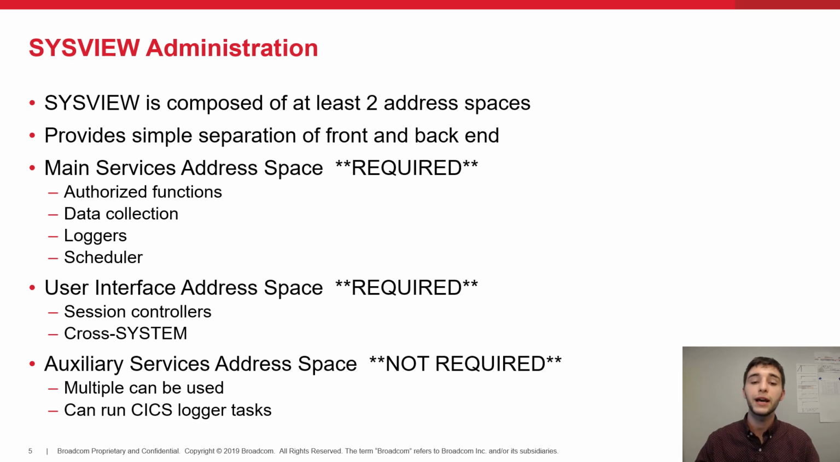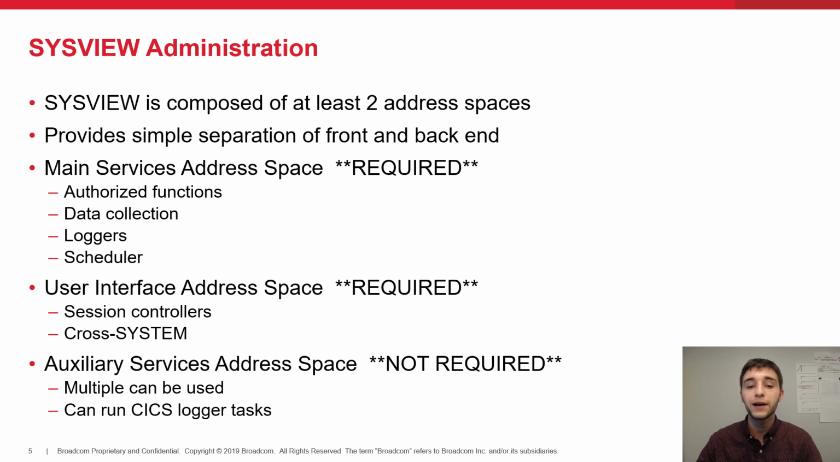The second required address space is the user interface address space, which, as the name suggests, is responsible for handling user sessions and makes up the front end. This address space also handles cross-system communication, which allows SYSVIEW to communicate with instances on other LPARs. It is important to note that for a given instance of SYSVIEW, there can be only one main and one user address space running at any time.